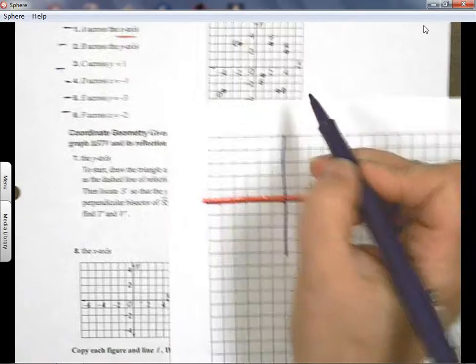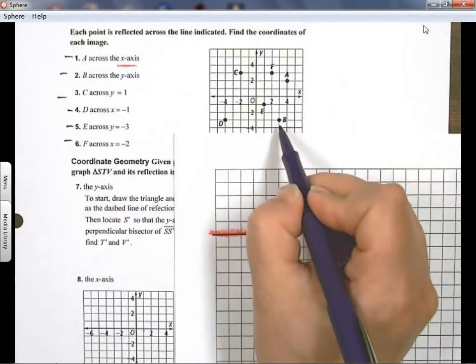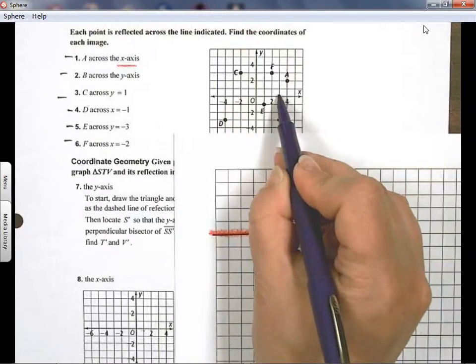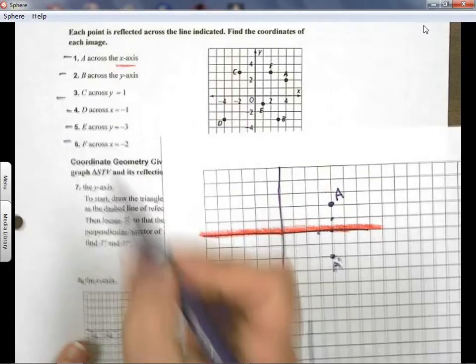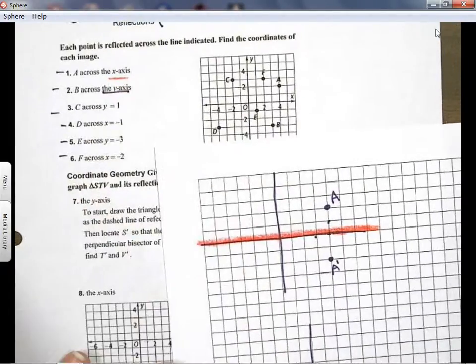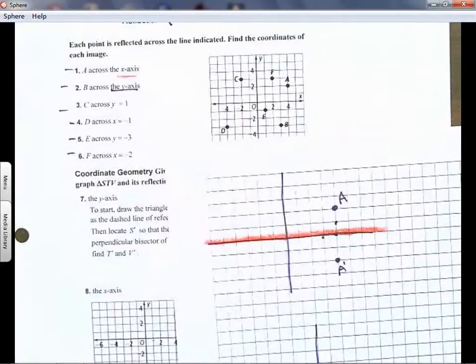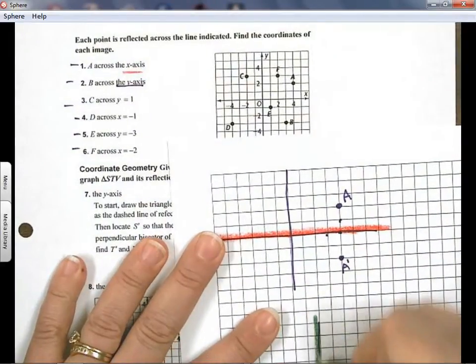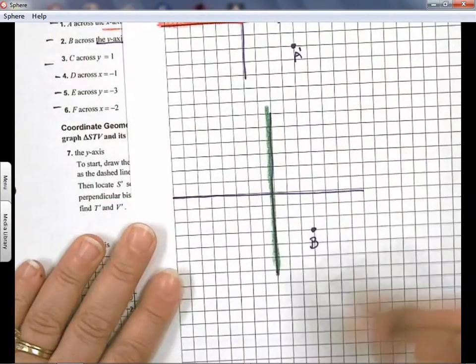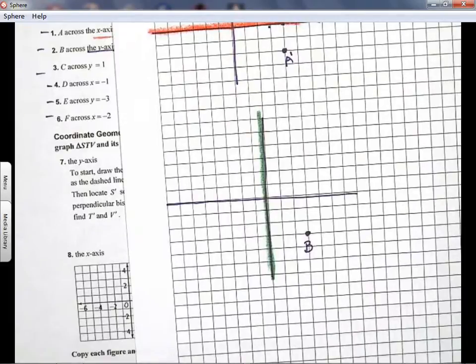And it tells me the point B is over 3, down 3. So I'm going to go over 3, I'm going to go down 3, and this is my B, the pre-image of B. Now B is reflected across the y-axis. So this is my y-axis. That's where my paper's folded. That's where I'm folding the paper.